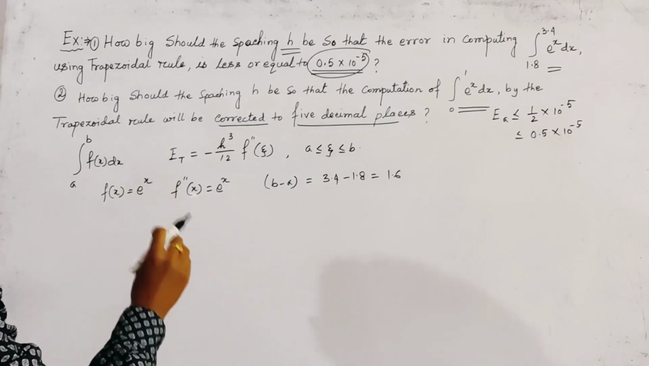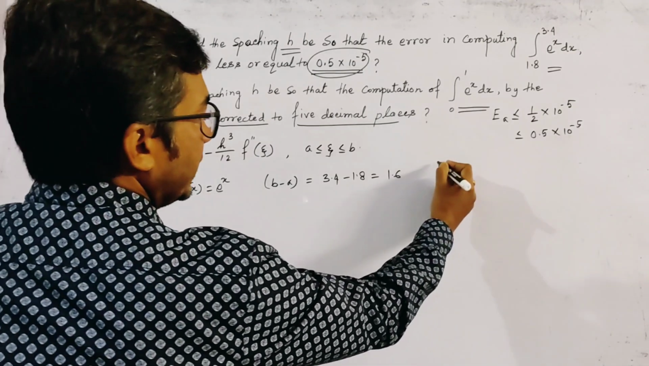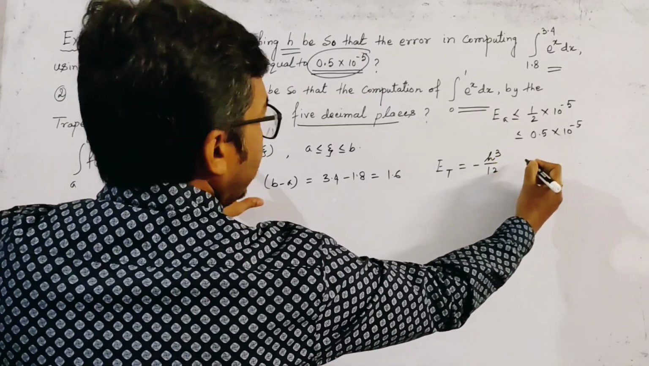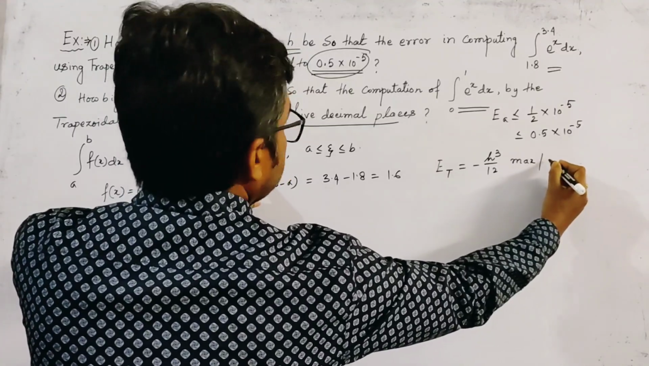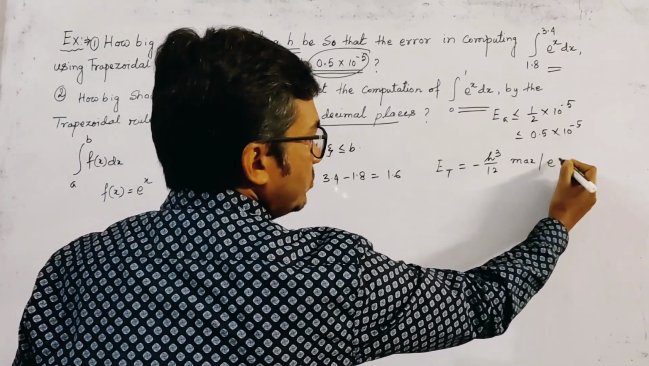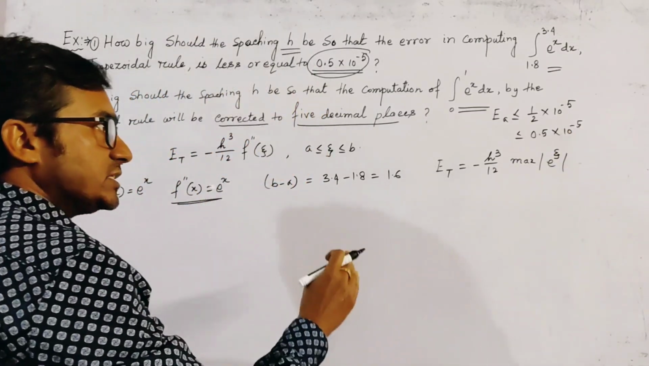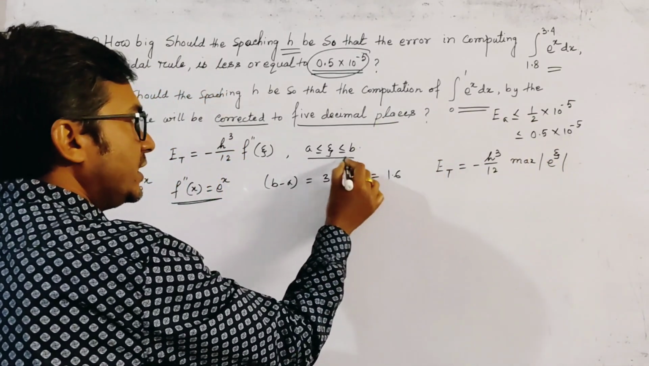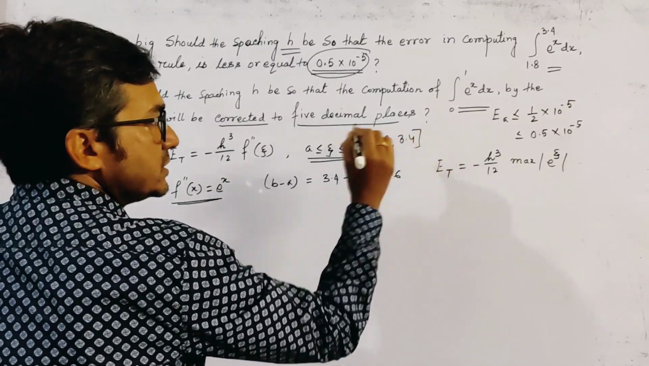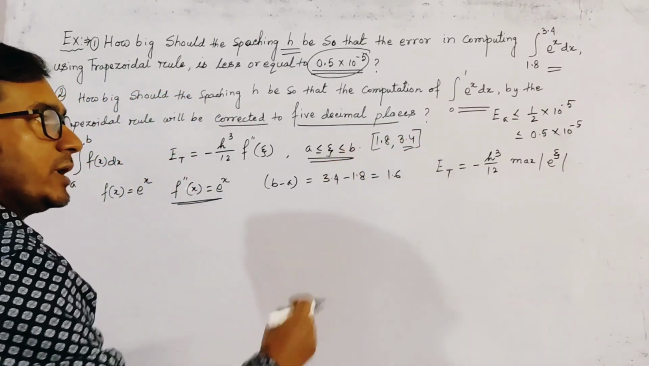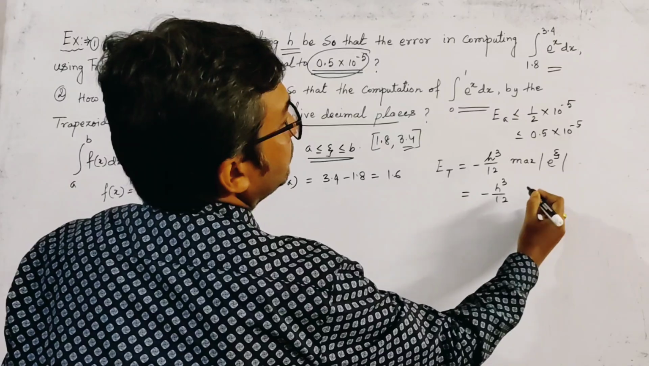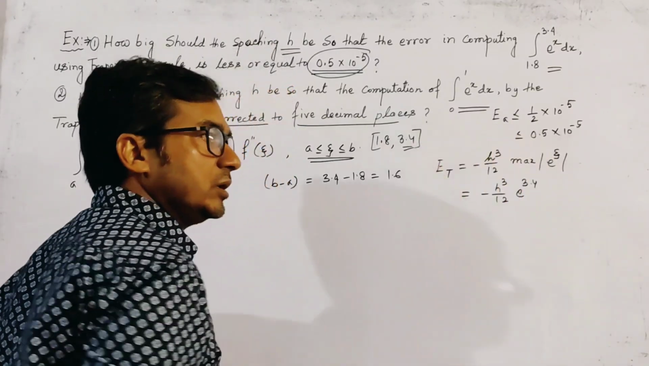Now the maximum absolute error is given by ET equal to minus h cube by 12 into the max of f double dash xi, which is e to the power xi. The maximum value of e to the power xi in the interval 1.8 to 3.4 is attained at 3.4 because e to the power x is an increasing function. So we get minus h cube by 12 into e to the power 3.4.